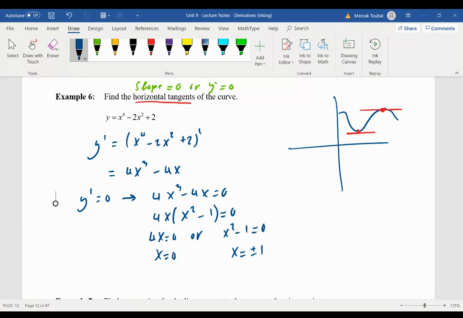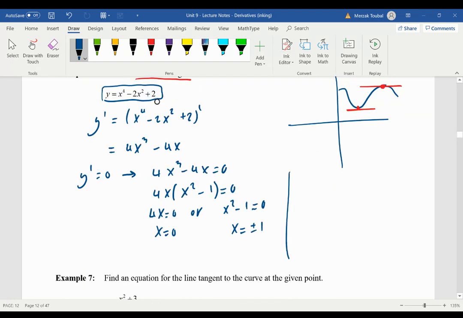So we actually have multiple tangent lines here that are horizontal. At x equals 0, we have a 0 derivative. At x equals 1, we have a 0 derivative. And at x equals negative 1, we have a 0 derivative. So what we have to do is substitute the x values for x in this equation. That's what we have to do.